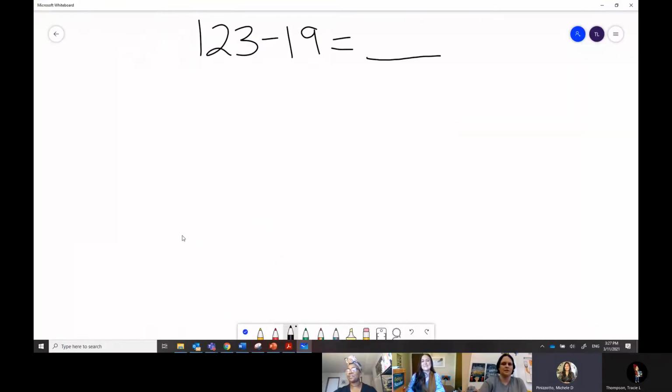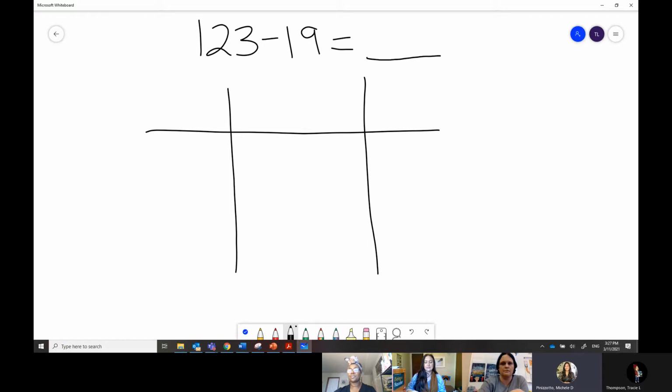Thank you, Miss Pinizzato. Now I'm going to share my screen and use my computer whiteboard. Here is our equation, 123 minus 19. I'm going to set up the place value chart into hundreds, tens, and ones. I have our H, T, O. And remember, place value chart is very similar to vertical form. We're just now representing it with shapes, our flats, rods, and cubes, or our hundreds, tens, and ones.